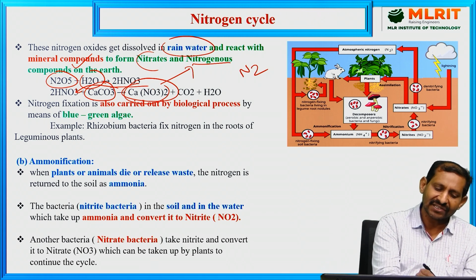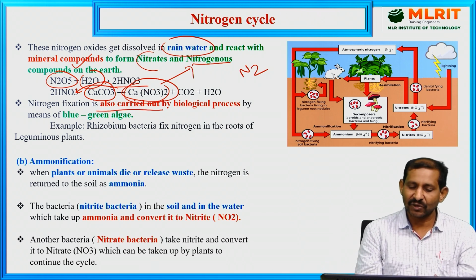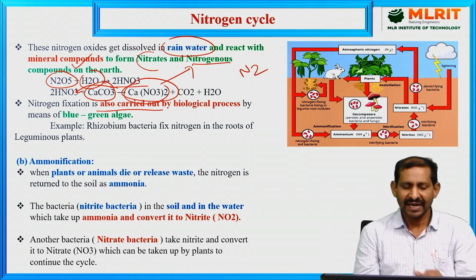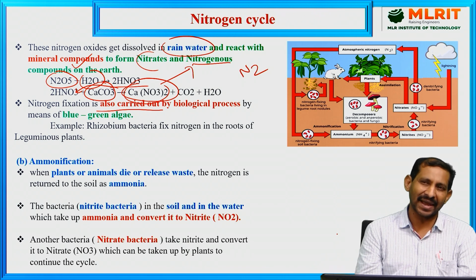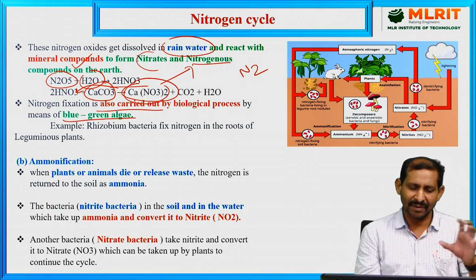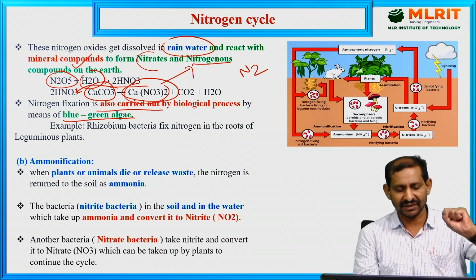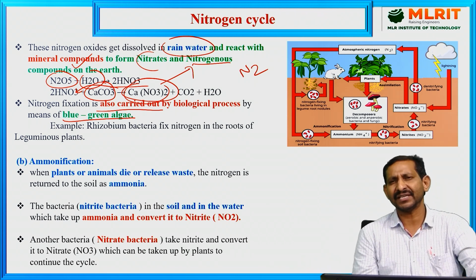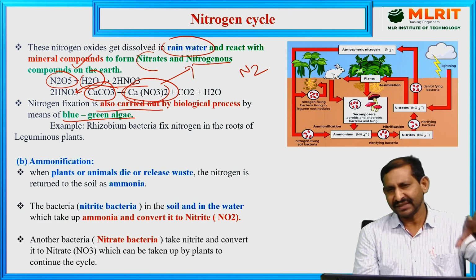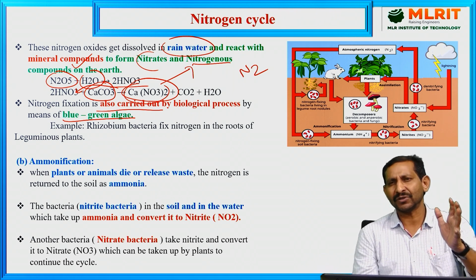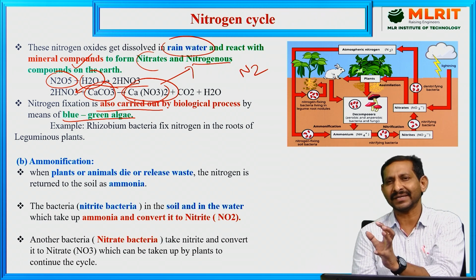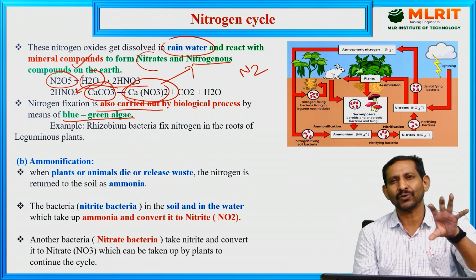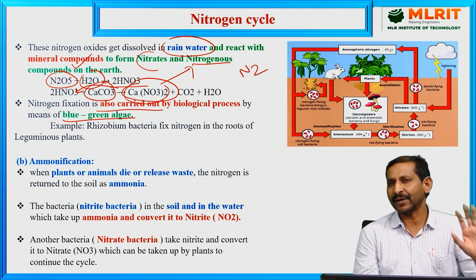The second conversion is that nitrogen fixation is also carried out by a biological process, not only the physicochemical process. In the biological process, some specific plants are involved. Blue-green algae and rhizobium bacteria fix the nitrogen on the roots of legume plants. Previously we discussed the physicochemical process. So in these two processes, atmospheric nitrogen is converted into different oxides of nitrogen, and then into biologically acceptable nitrogen compounds. That is the first step, nitrogen fixation.